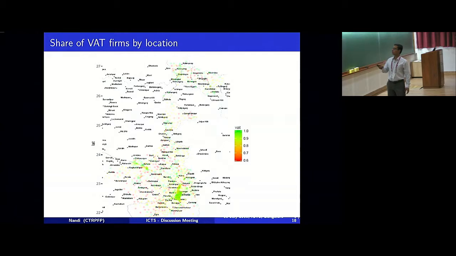And this is where you see the share of turnover and VAT firms in different places. If the intensity of green is high, then you have almost 100% VAT firms. If it is close to red or pink, then it is around 60% VAT firms, so 40% will be turnover firms. And again, as you can see, in big cities most of the firms are VAT firms. The 40% turnover firm cases are always in small cities or towns.